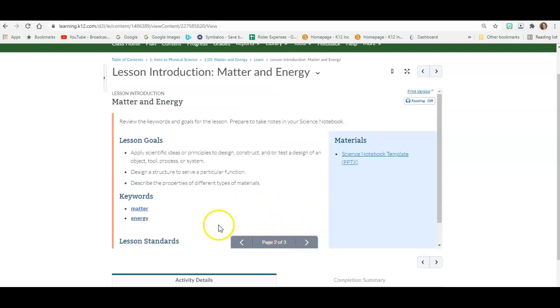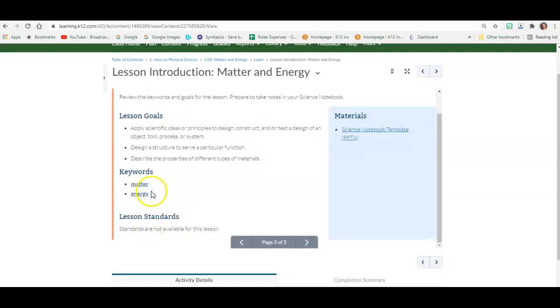So our lesson goals today, we're applying scientific ideas or principles to design, construct, and/or test a design of an object, tool, process, or system. We're also looking at designing a structure to serve a particular function and describing the properties of different types of materials. The key words that you should have in your notes, if you don't already, would be matter and energy.